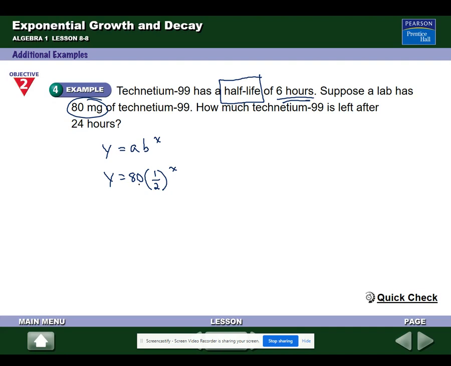Now, if you do it this way, and I'm not trying to steer you one way or the other, then the challenge becomes, what do you plug in for x? Let's read the question again. Technetium-99 has a half-life of 6 hours. Suppose a lab has 80 milligrams of technetium-99. How much technetium-99 is left after 24 hours? The question becomes, how many 6-hour half-lives fit into 24 hours? And that answer would be 4.